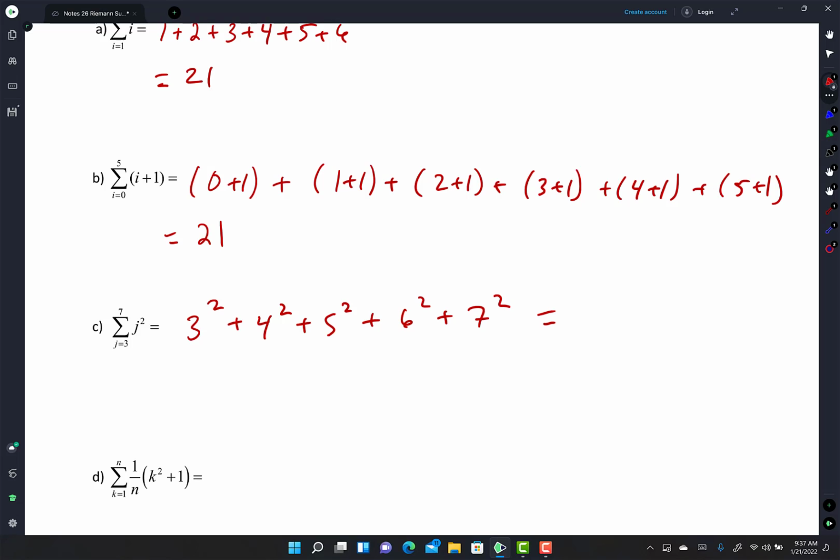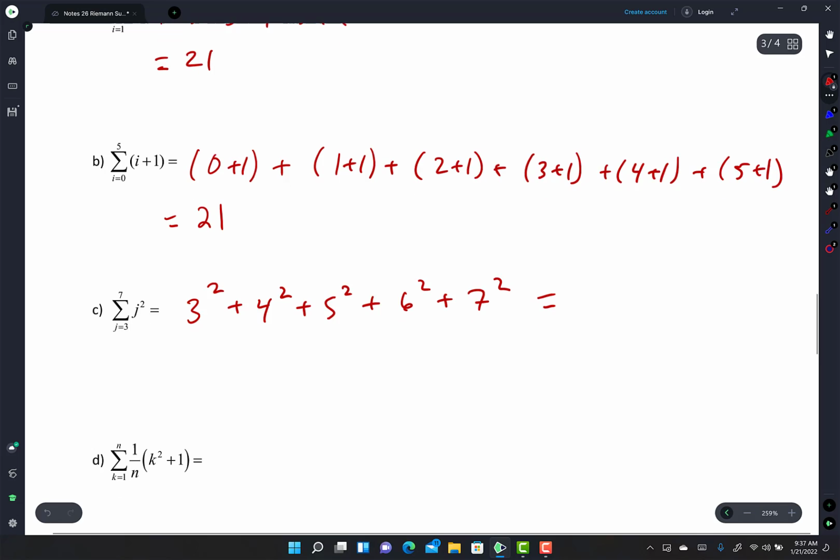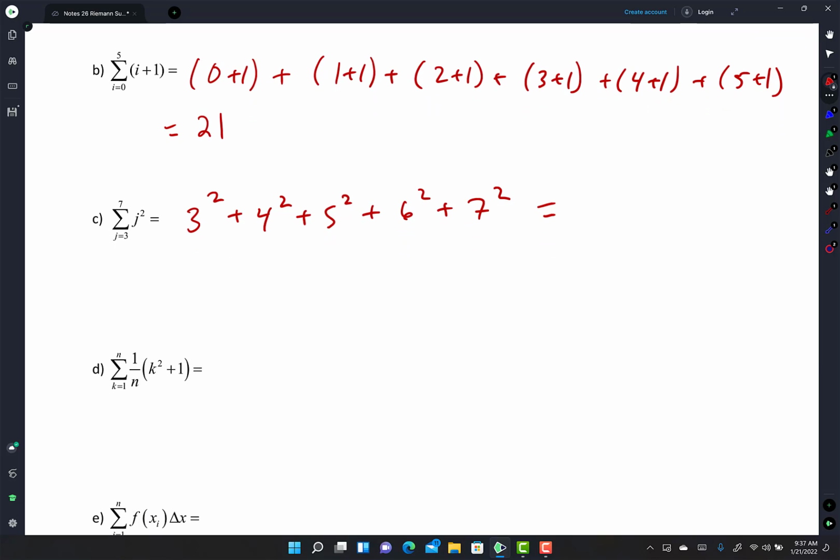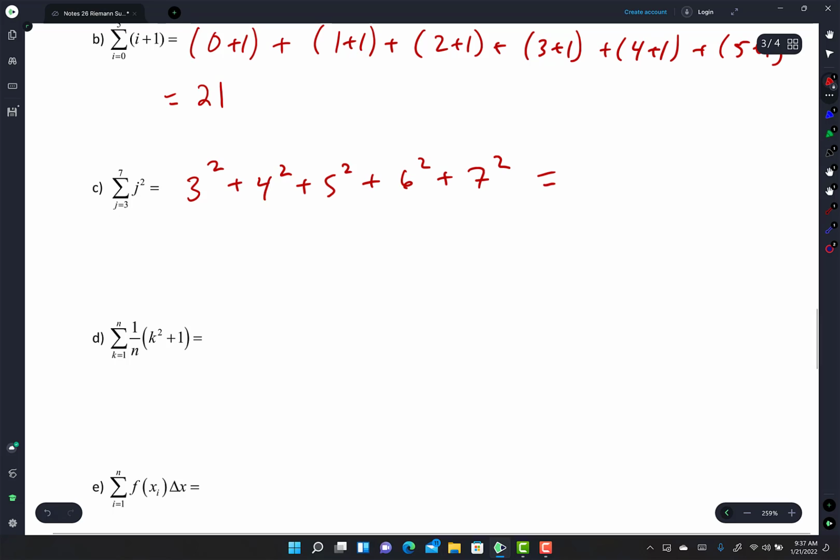It adds up to something. What it adds up to is not necessarily important. What is important is the concept that you know what it means. Because remember, eventually we're going to add an infinite amount of rectangles. So that's what we're leading up to. Like, oh, add rectangle 1, add rectangle 2.